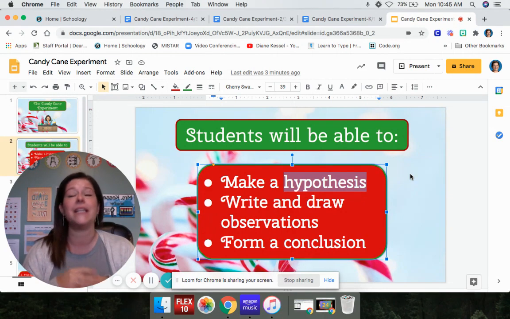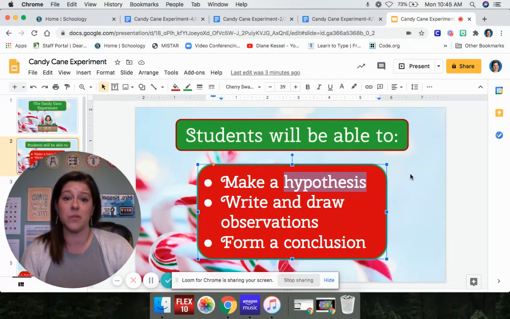At the end, it is okay if your hypothesis was wrong. We don't do science experiments because we already know the answer. We do science experiments because we want to find the answer. So if your hypothesis is wrong, it's okay.